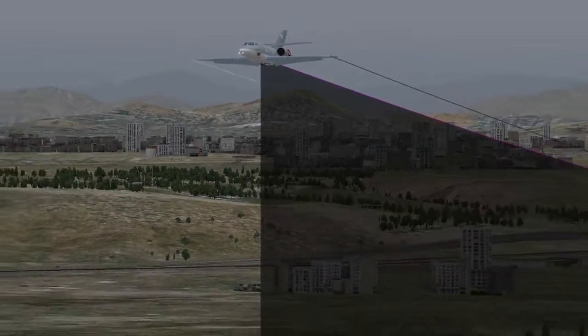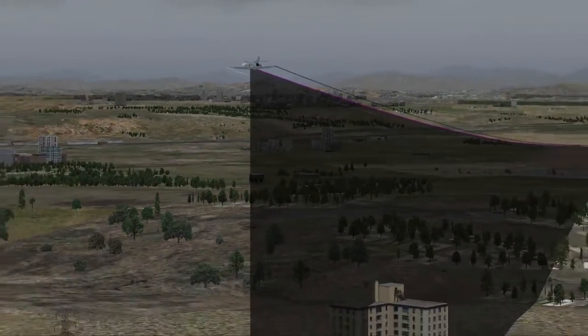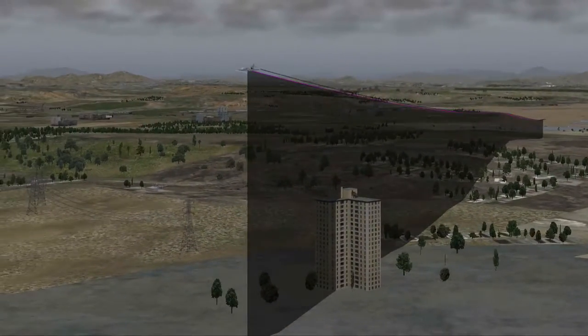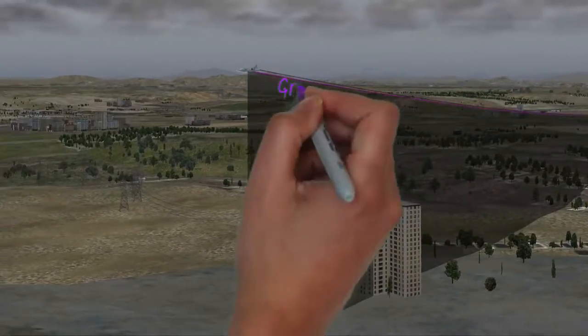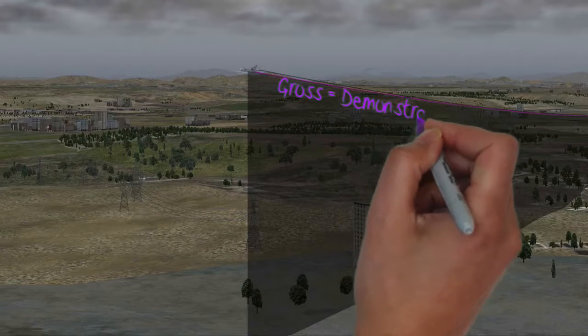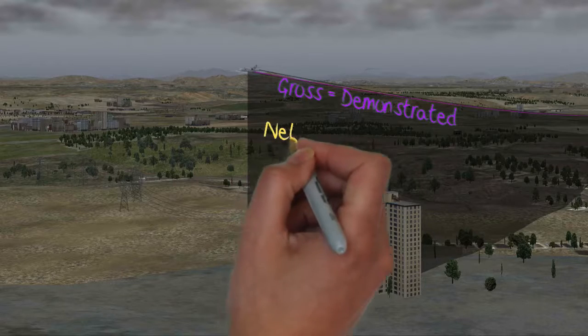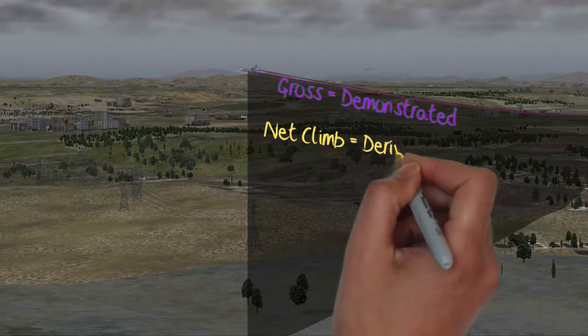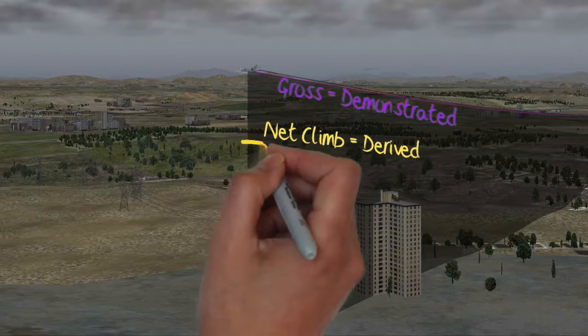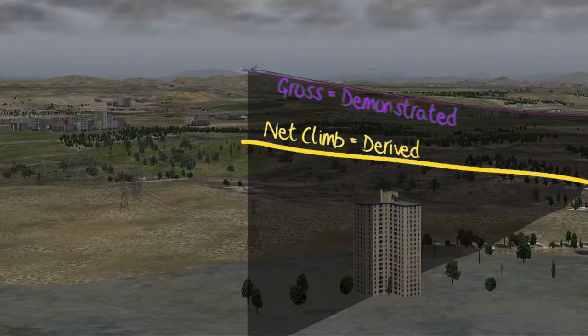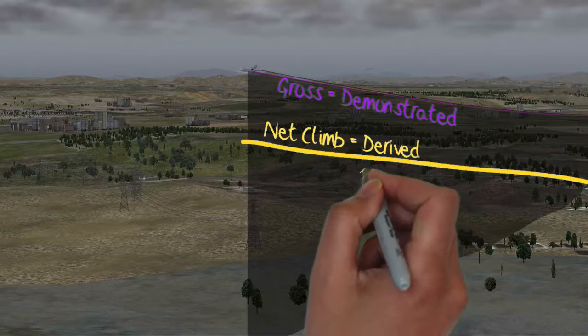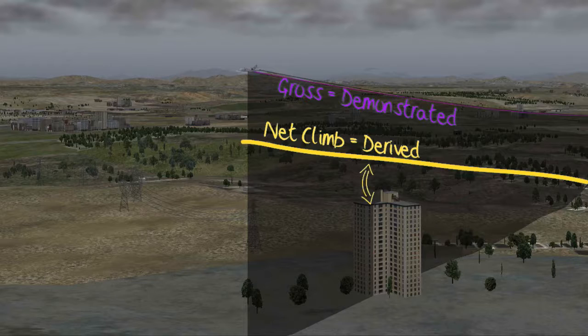Two terms used throughout any discussion of departure planning are gross climb gradient and net climb gradient. The gross climb gradient represents the performance demonstrated under certification conditions. The net climb gradient is derived by reducing the gross climb by specific percentages to establish a margin of safety. The more conservative net climb gradient has to clear all the specified obstacles along the departure path by 35 feet and is meant to be used as a departure planning number.